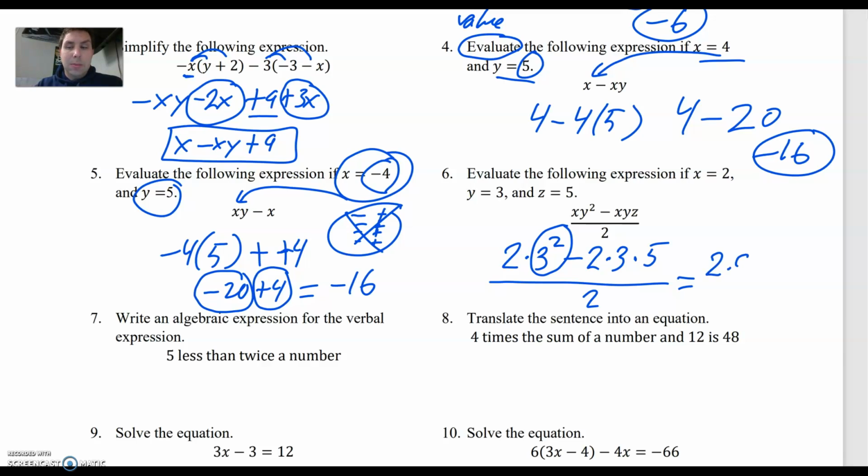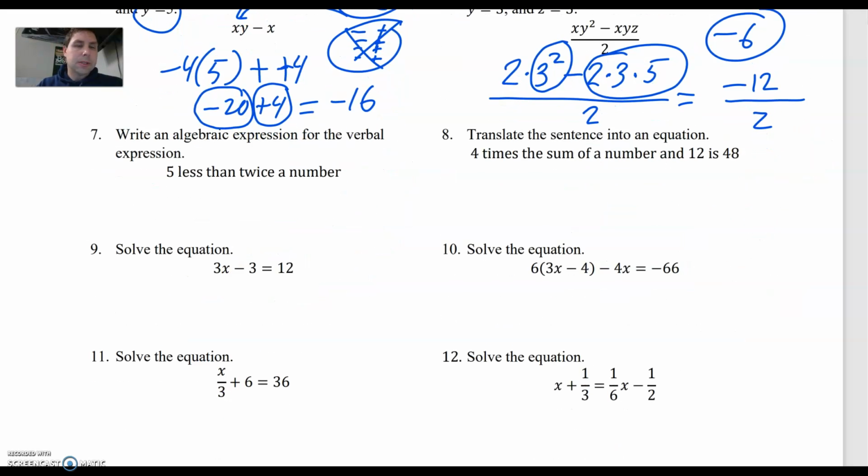So this is just 2 times 9. Minus, well, what is 2 times 3? That's 6. 6 times 5 is 30. 2 times 9 would be 18. And then 18 minus 30 would give you -12. So I just quickly simplified that top part, and then I'm going to divide it by 2 to get -6. Okay, and that's number 6.